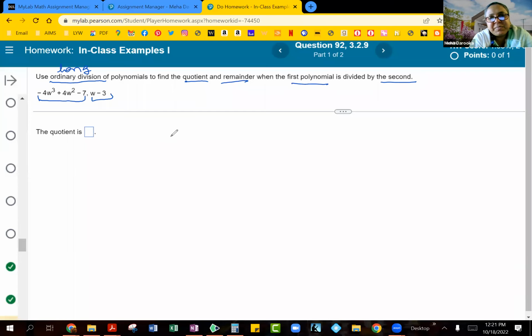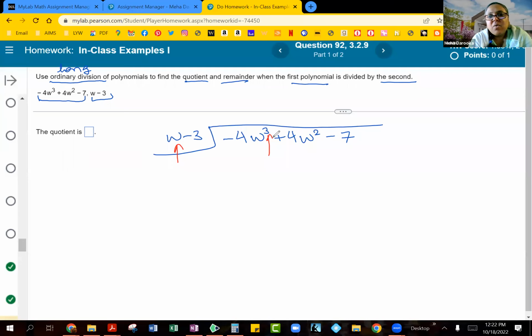So you're basically going to be dividing w minus 3 into negative 4 w to the third power plus 4 w to the second power minus 7. You can see we have the w over here. Since we have w here and this is w to the third power, what do you think we need in our quotient over here? How many w's are we going to need so that we can match? You have w to the third here, but only a w over here.